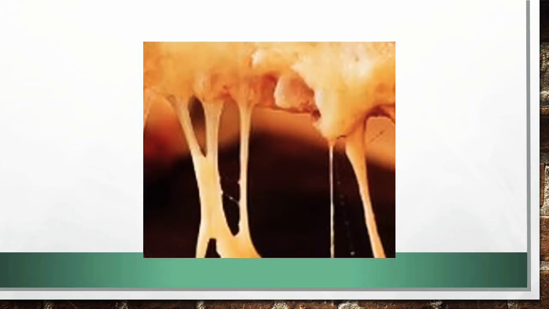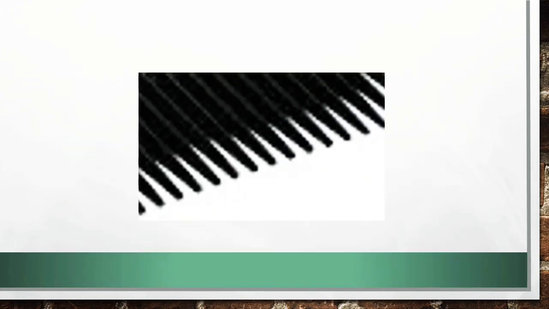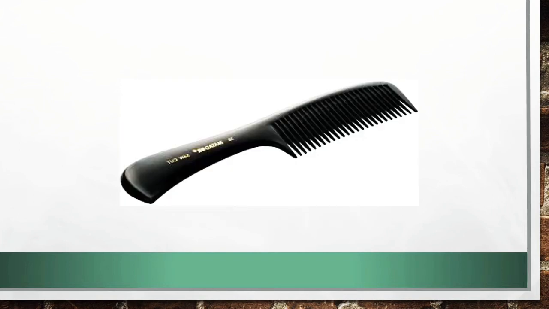But before we go on to the main material, let's do a simple game first. There is a picture here. What do you think about the picture? What is this? Yeah, this is a pizza. Very good. Next, how about this one? What picture is it? Yes, it is a comb. Very good.